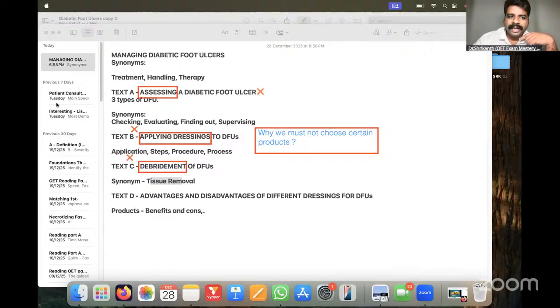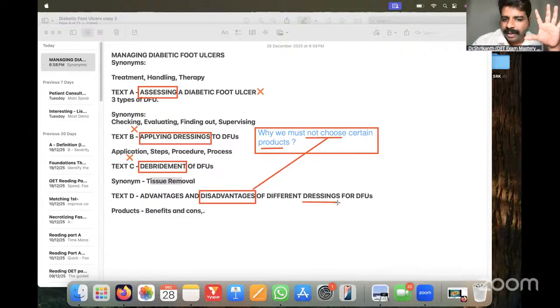But what about text D? So text D, they are talking about advantages and disadvantages, right? So disadvantages basically means what? Why we must not choose. So if there are certain disadvantages, then what will we do? We will not choose it. And over here, certain products. So what are the products over here of different dressings? Right, so the dressings are the products over here.